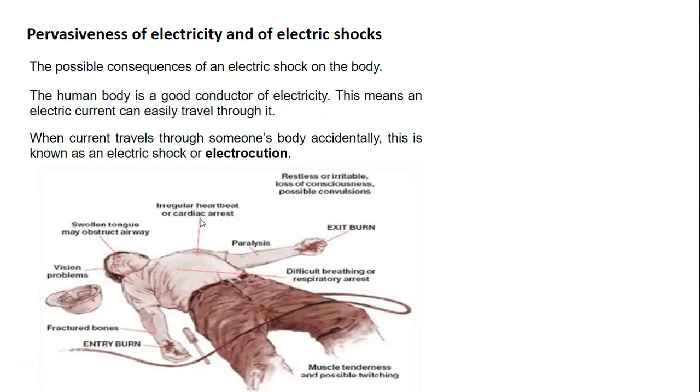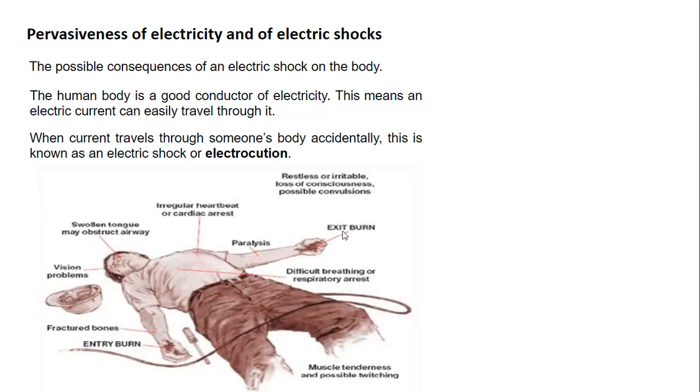The main effect of electrocution is irregular heartbeat, or cardiac arrest, because we all know that the human heart works through electrical supply provided by the naturally occurring pacemakers of the heart. So if someone is exposed to electricity, that can easily disturb the rhythm of the human heart, basically the electrical supply to the heart. That could result in paralysis.